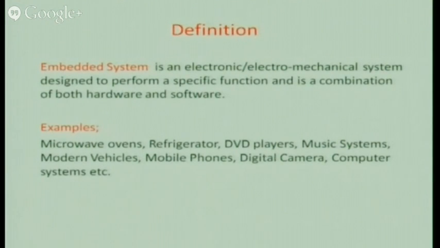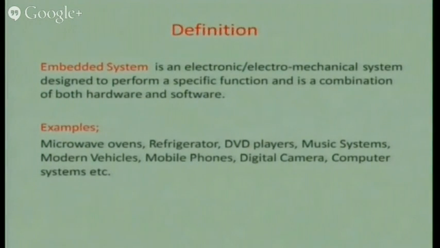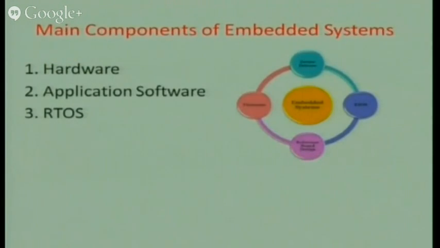The different applications or examples of embedded systems are microwave ovens, refrigerators, DVD players, music systems, modern vehicles like your BMW 7, Mercedes S, mobile phones, digital cameras, computer systems, and many more. The main components of embedded systems are hardware, application software, that is firmware, and real-time operating systems.